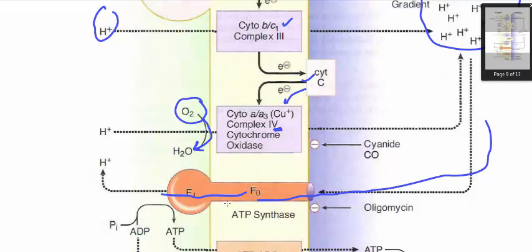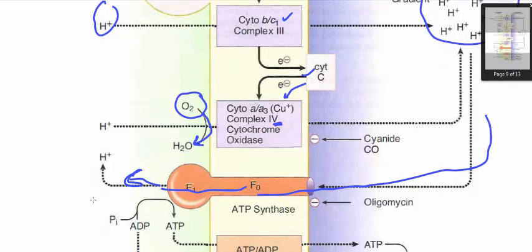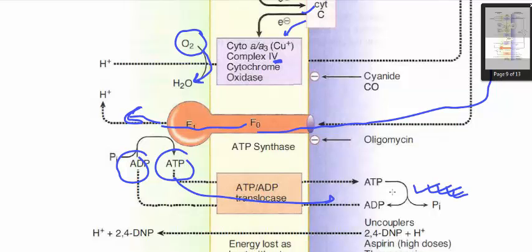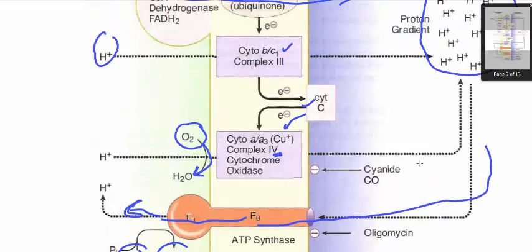By the F0 F1 complex. And when they move back to the mitochondrial matrix, again the charges are moving, so energy is produced. That energy is sufficient to convert this ADP into ATP, and then that ATP moves out of the cell by ATP-ADP translocase, and it is used for different energy purposes. All right, so this is the whole story, right?